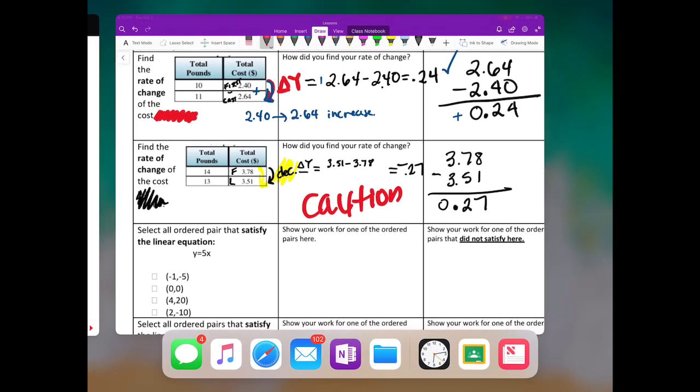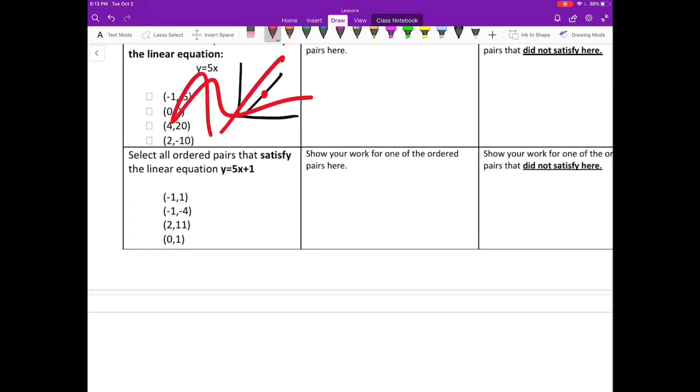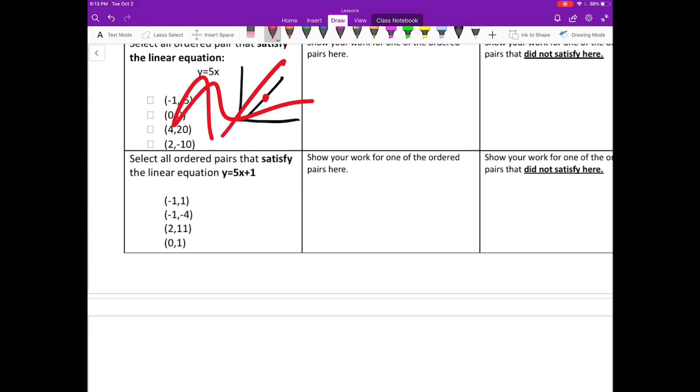All right, I'm almost done, guys. Okay, so this one, satisfy. Select all the pairs that satisfy the linear equation. What is this asking? If I have a graph, I'm asking you, does your point fit the line? If it fits, that means it satisfies your linear equation. Okay, so I'm going to skip this one. I'm going to do this one.